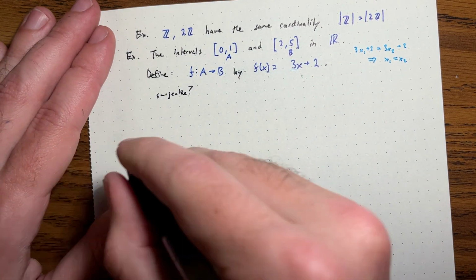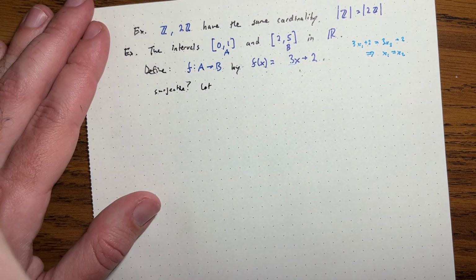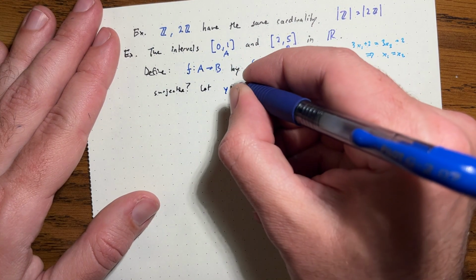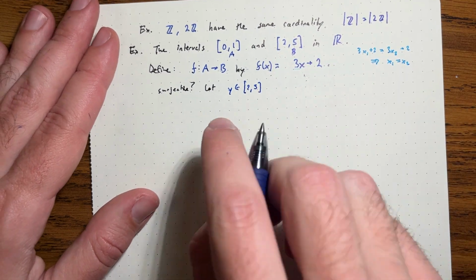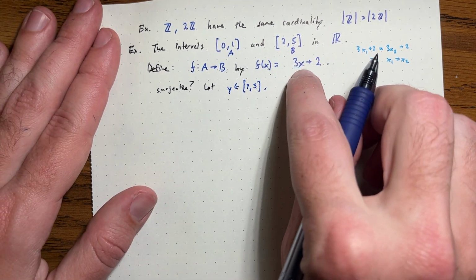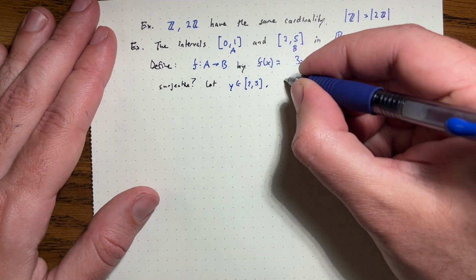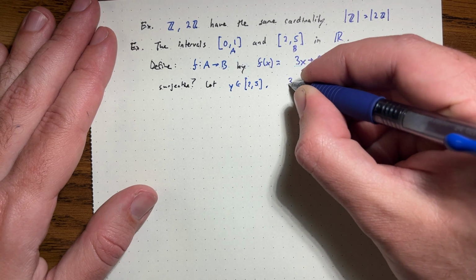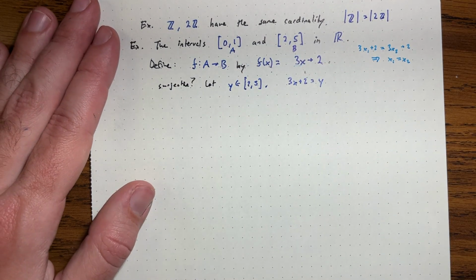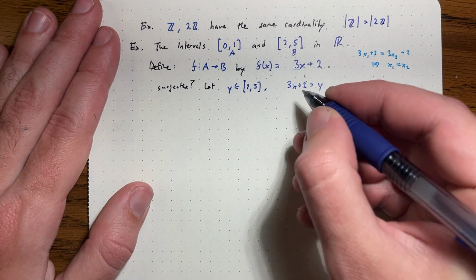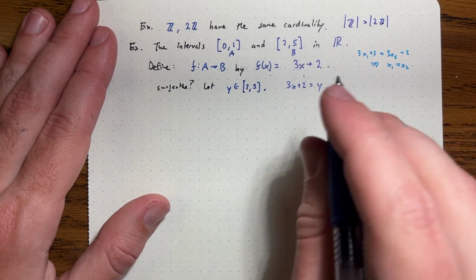How do we do that? We'll let y be in the set B. Okay. And can we get to y by choosing some x? So in other words, can we get 3x plus 2 to equal y? Can we find an x in there? Well, let's just try solving for that x. So this is a typical idea.